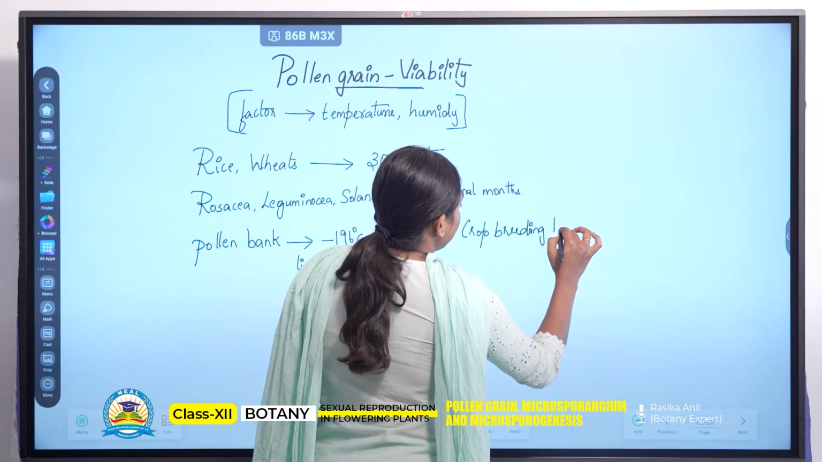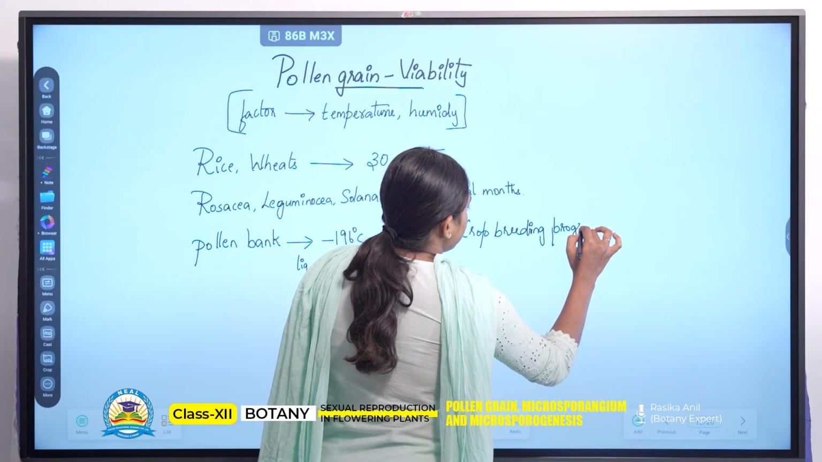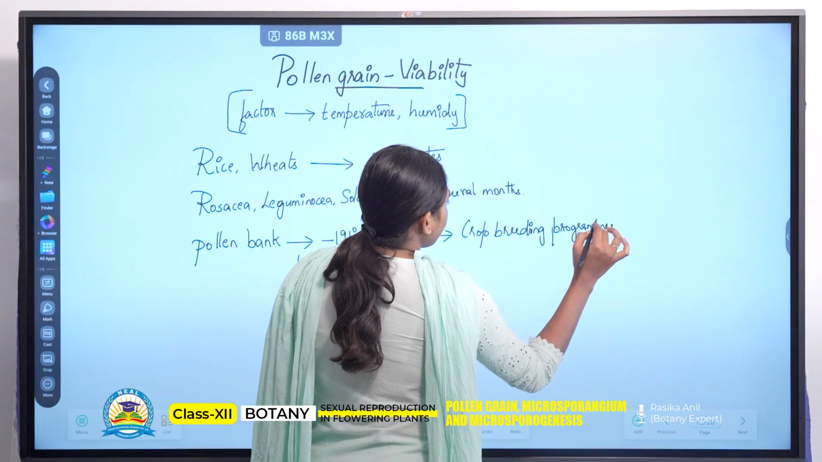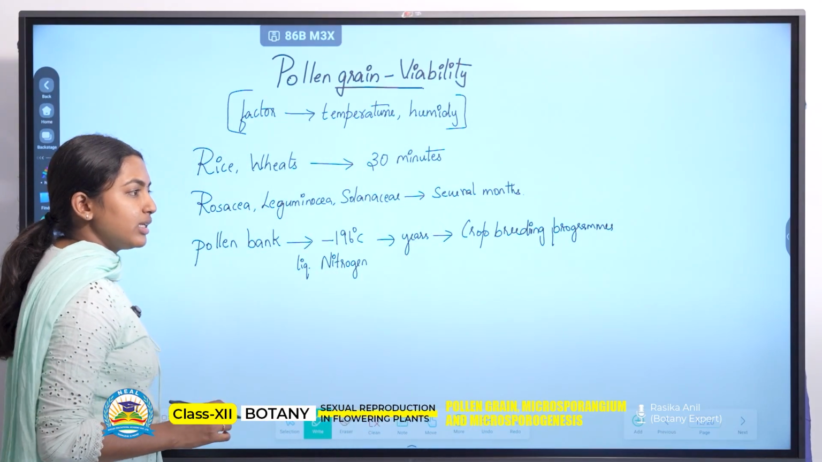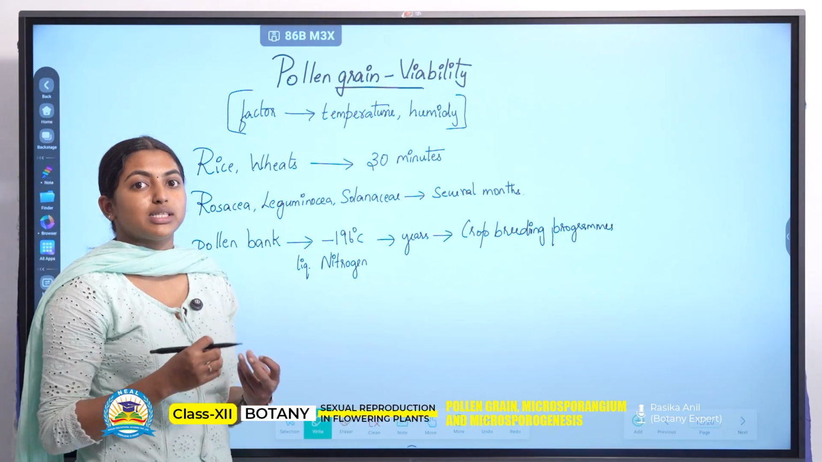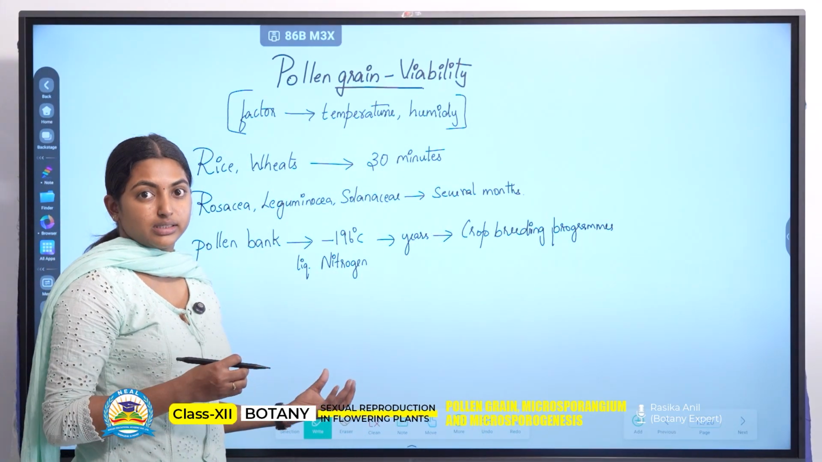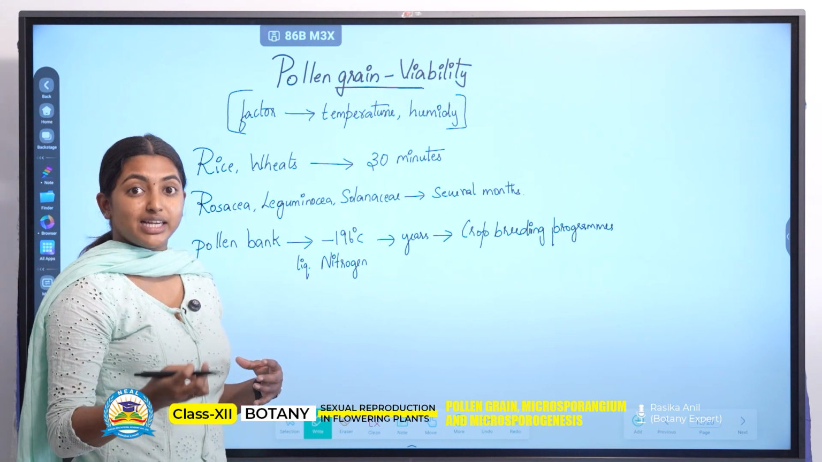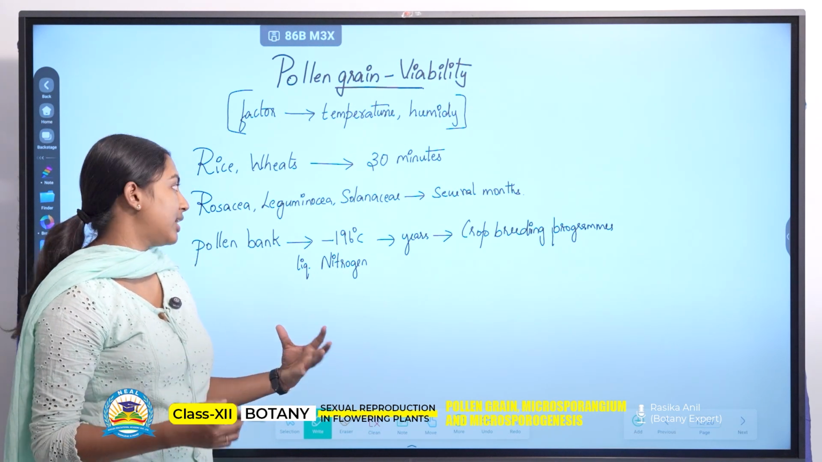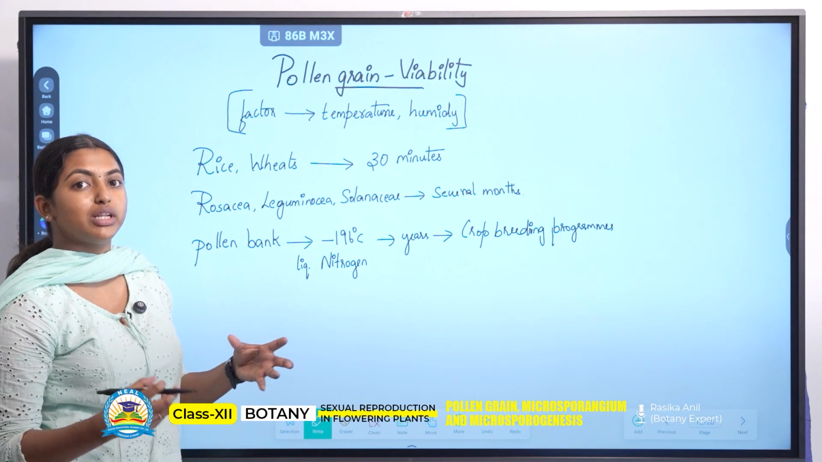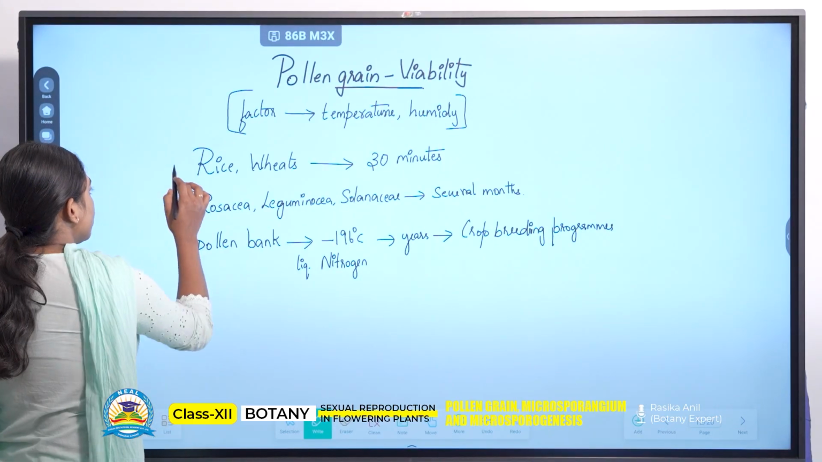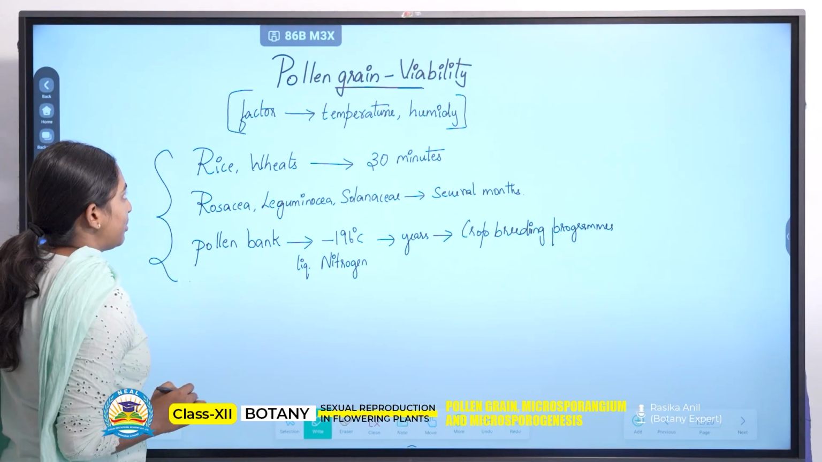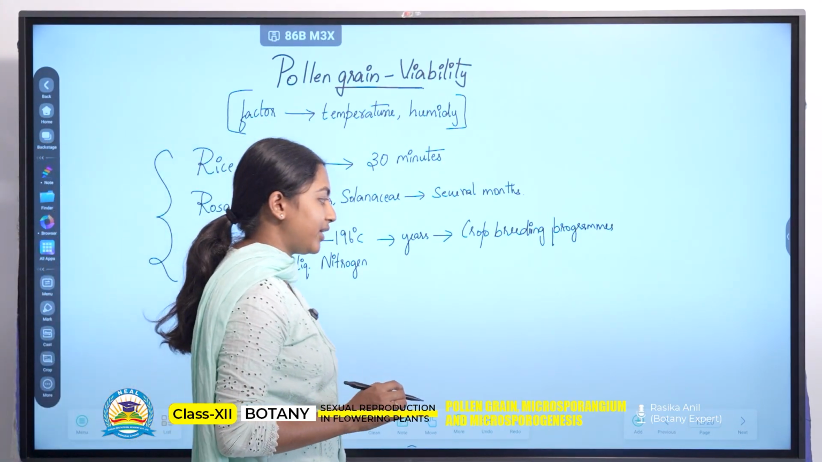Actually, for animals, semen and sperm are collected in banks, right? The same way you have seed banks in which seeds are collected. The same way you have pollen banks wherein pollen grains are collected, right? So these three also you have to remember. That's about the viability, right?